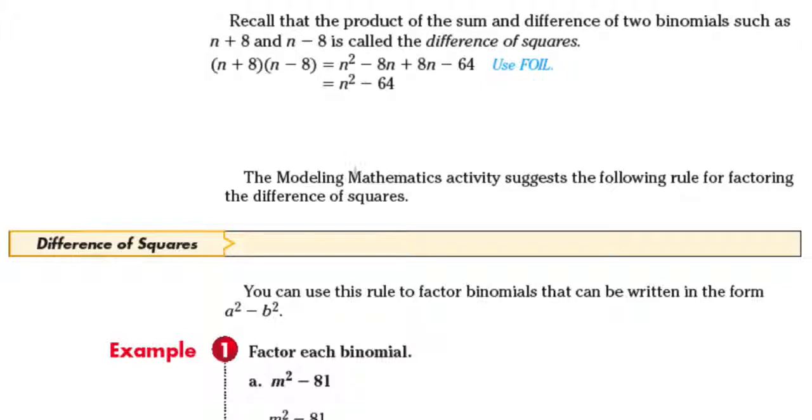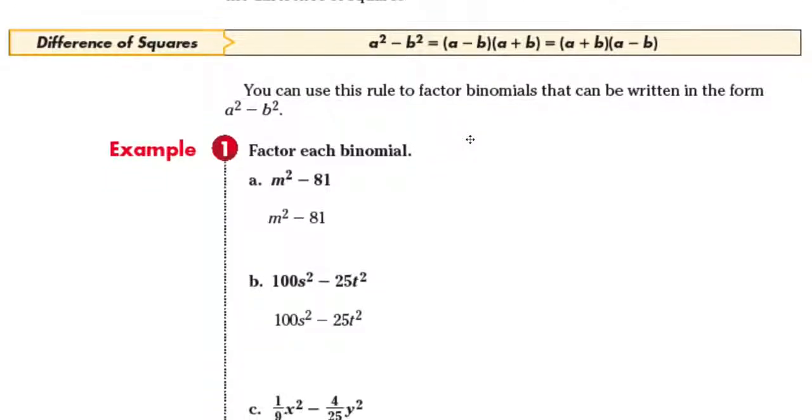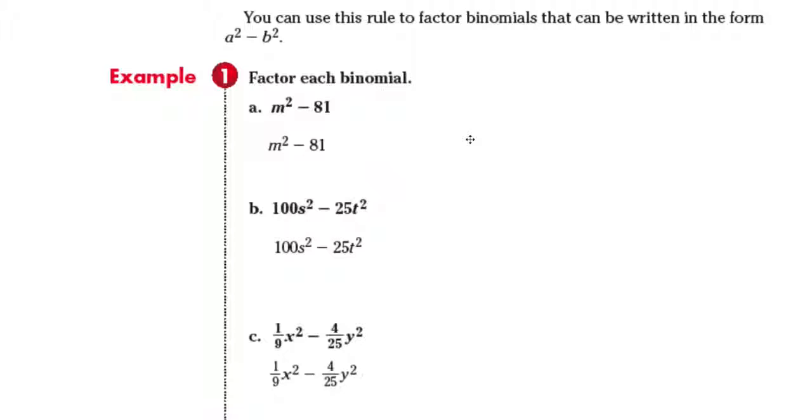The modeling mathematics activity suggests the following rule for factoring the difference of squares. It simply tells us that a squared minus b squared is the same as quantity a minus b times quantity a plus b, or quantity a plus b times quantity a minus b, just like we did in special products. So after knowing this pattern, we can simply find our a, find our b, and factor a lot faster. You can use this rule to factor binomials that can be written in the form a squared minus b squared.